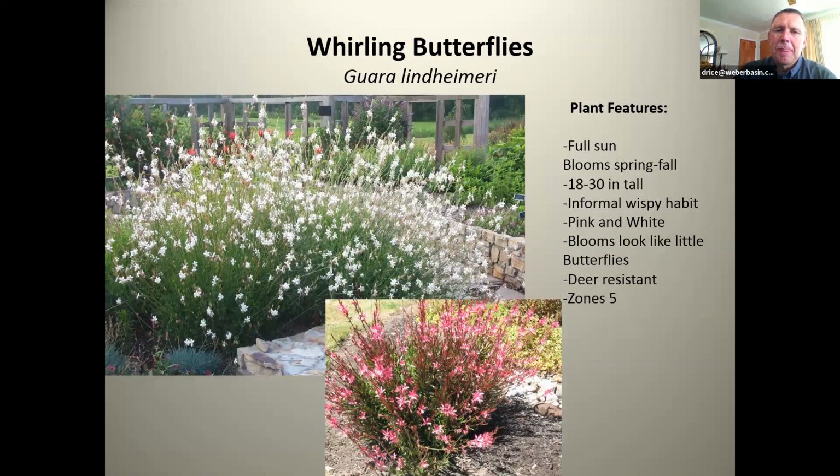Whirling butterflies, great informal wispy perennial, 18 inches to 30 inches tall. The foliage isn't much to speak about here. Not super showy, kind of informal, a little bit maybe ragged looking, not ragged, just informal. It has a long extended bloom time. Once it starts blooming in the spring, it'll just bloom into the fall, into frost. It's deer resistant. There's a range, from white to light pink to darker pink in color, depending on the specific cultivated variety of it.